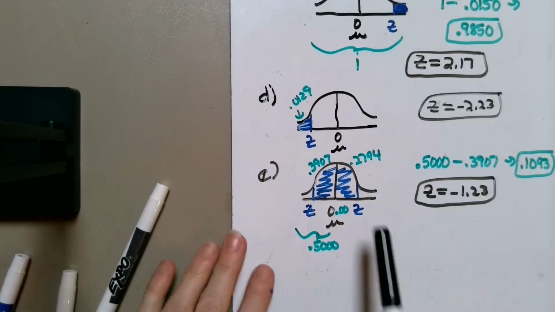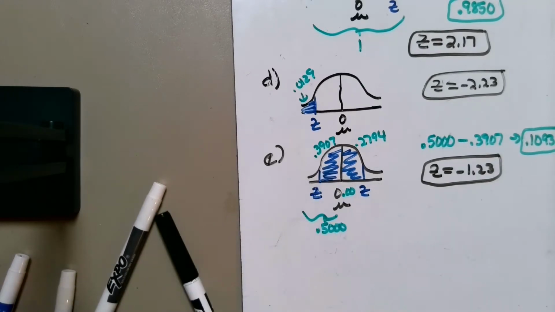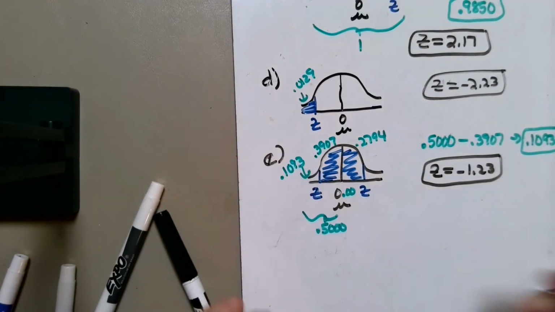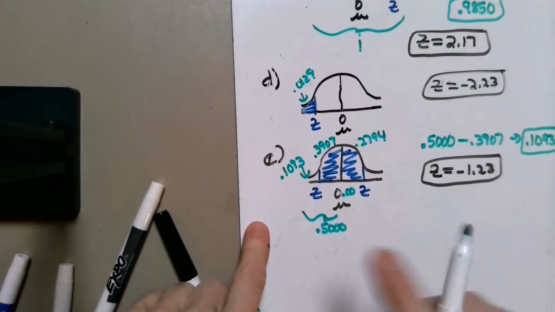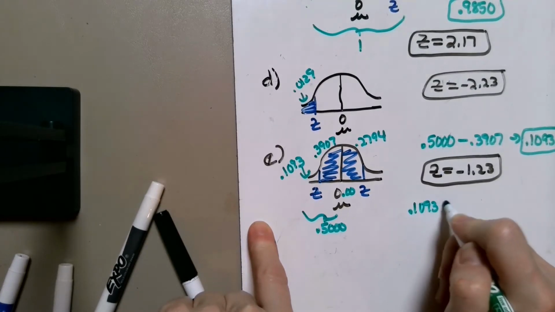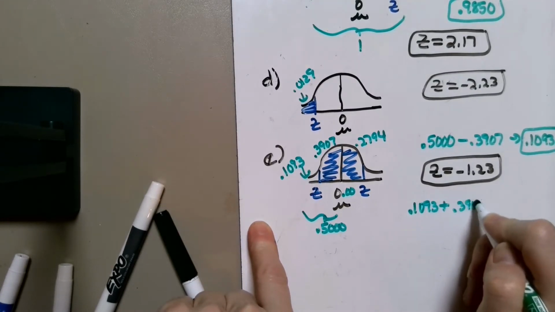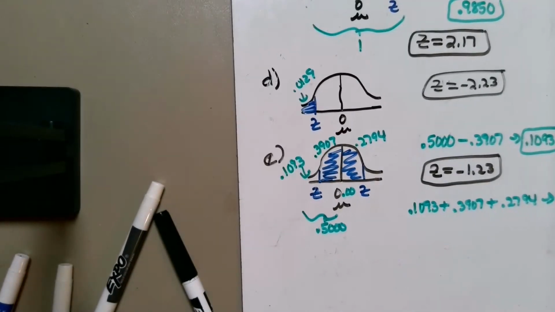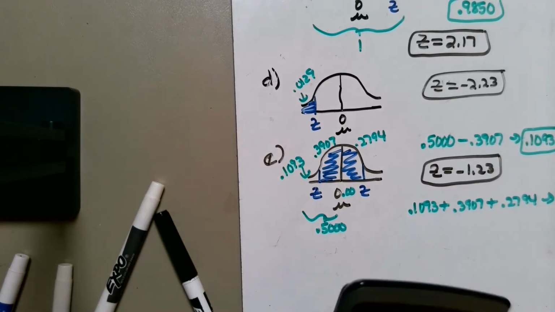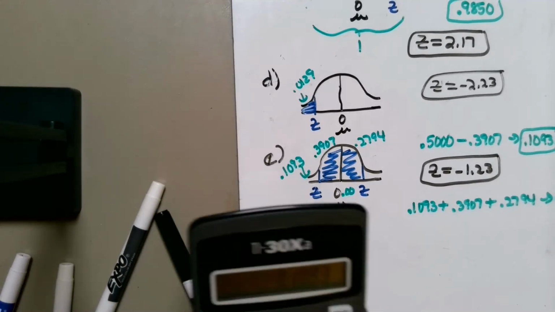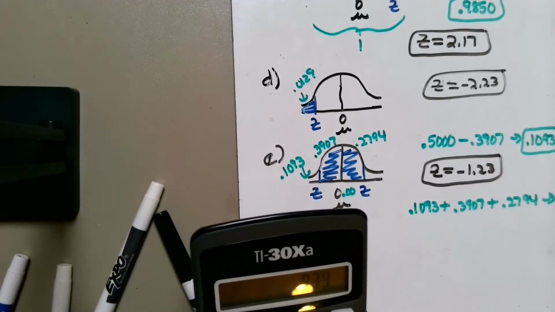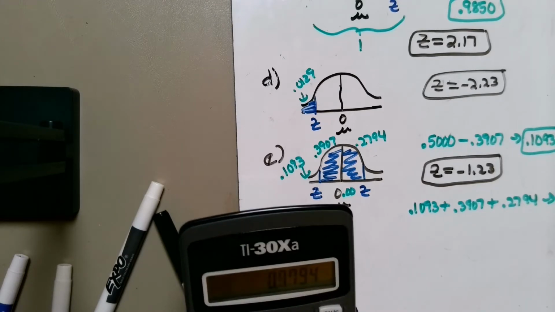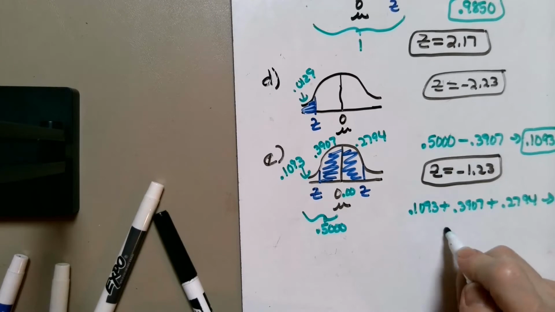Then for the positive z-score, we have to take the total amount of area to the left. So I'm going to take the one we just found, 0.1093, plus 0.3907 plus 0.2794, and add them all together. Definitely cannot do that in my head. Let me add those up. 0.1093 plus 0.3907 plus 0.2794 gives me a total area of 0.7794.